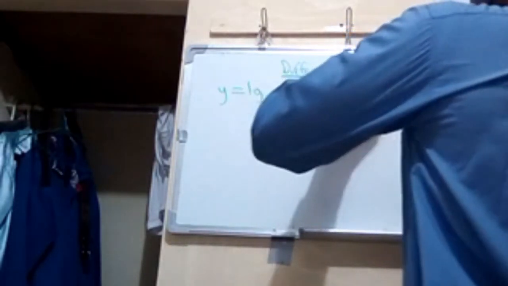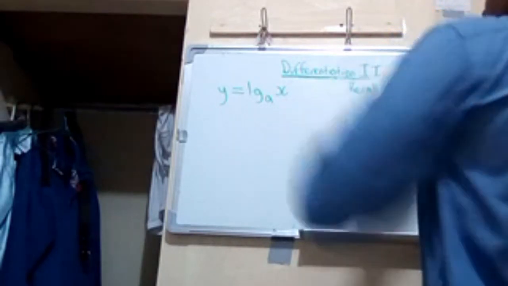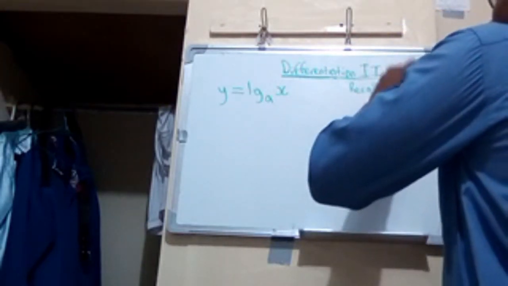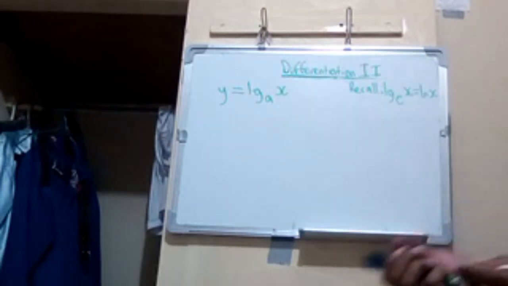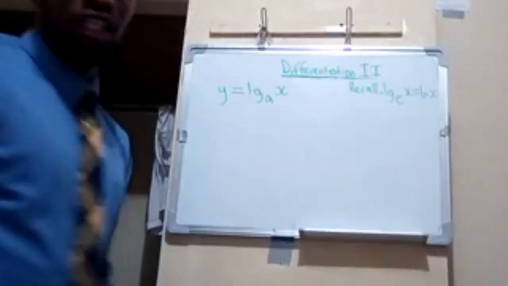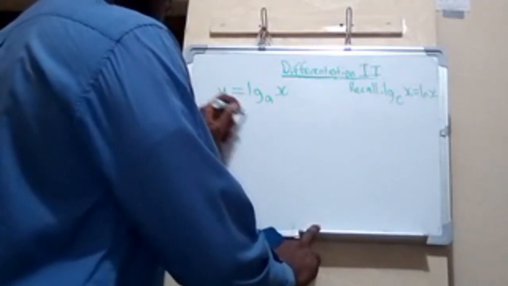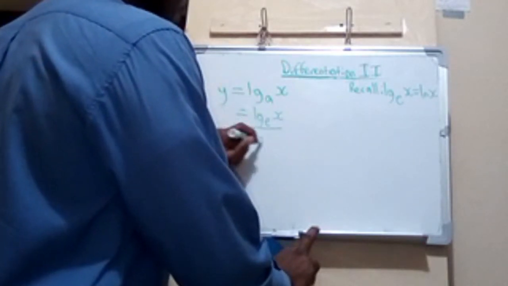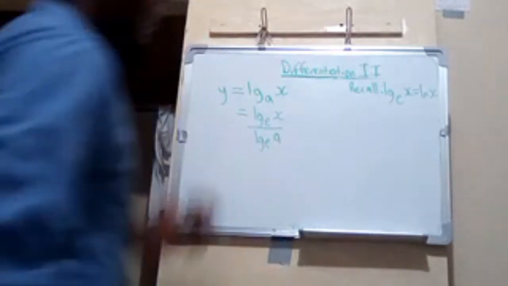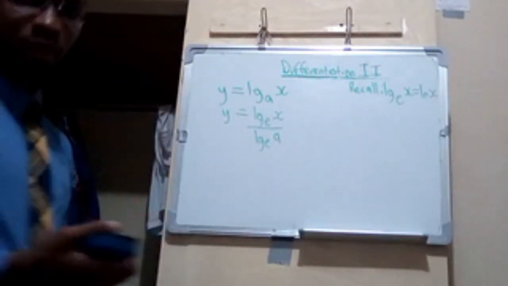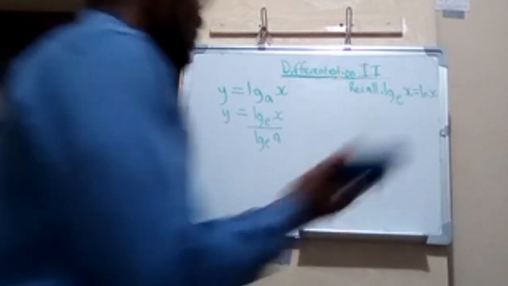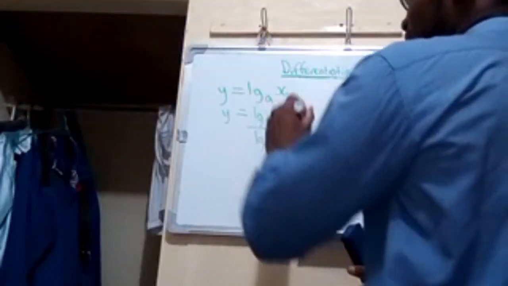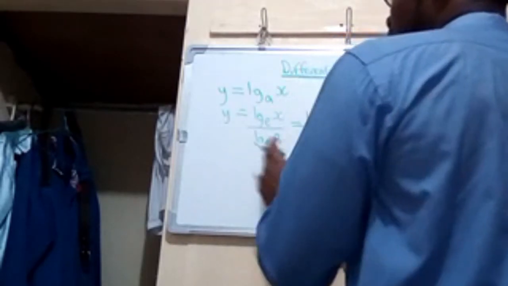So recall that log to base e of x is equal to ln x. We can use the change of base law, where we can write this as log to base e of x over log to base e of a. So this is y. Now we can differentiate this, because this is equal to ln x over ln a.